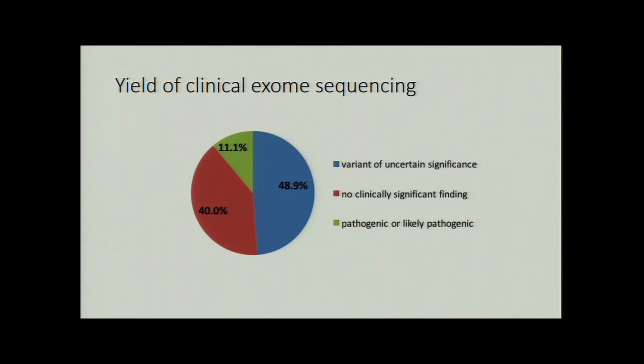So this is the yield from clinical exome sequencing in our clinic. We have found that about 11% of our patients will have a likely pathogenic or pathogenic finding. 40% of patients will have no clinically significant findings, and then almost 49% will have variants of uncertain clinical significance.